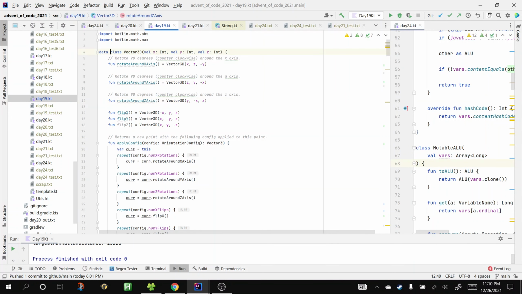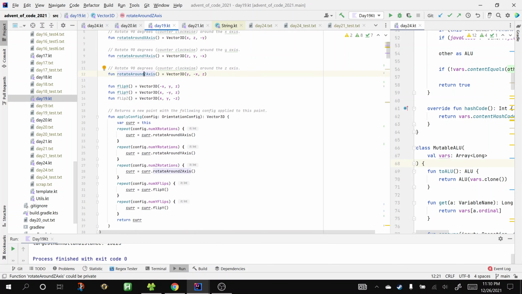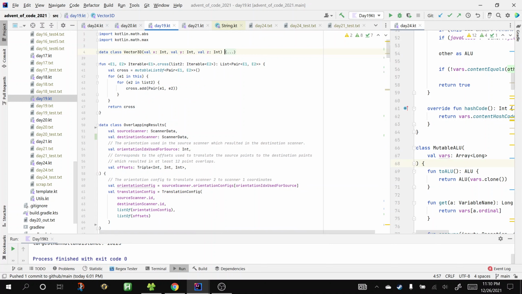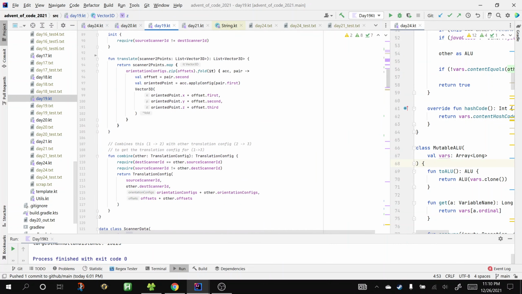Okay, so here's my vector3 class. It has functions for rotating around different axes. If you want a breakdown of how to think about this in the 3D world, I also created a video about that. I'll link it below if you're interested in knowing how to think about that. But a vector 3D is just a data class with 3 variables representing the x, y, and z.